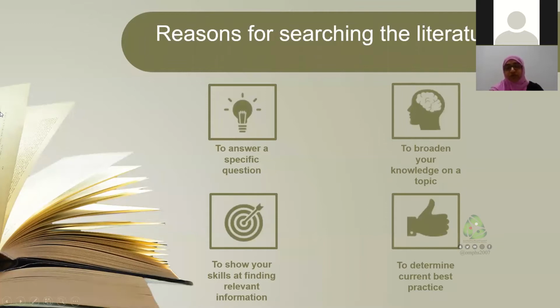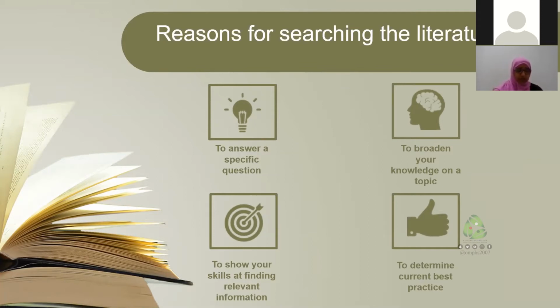The reasons for searching the literature: why do we need to do a literature search? Definitely there is something in your mind that you need to answer. There is a specific question, there is a specific interest or topic you want to know about. So this is what makes you start searching the literature. We don't want to reinvent the wheel. We want to know what other people did in the area of my interest, so that I am not all alone. I know what happened already, and then I can take it from there.